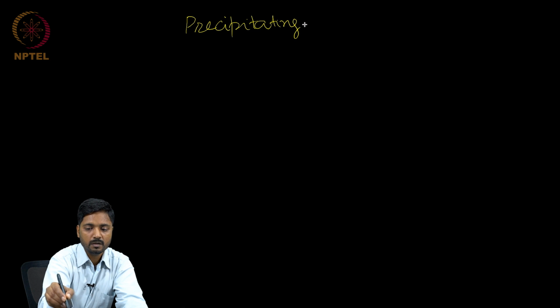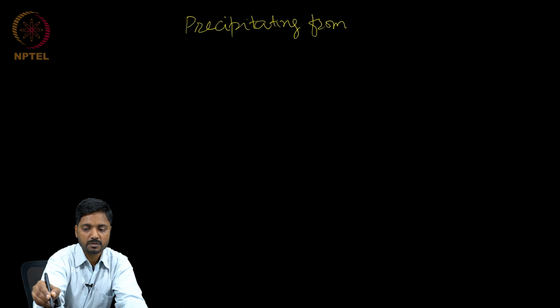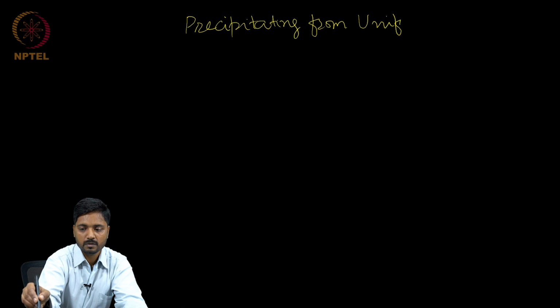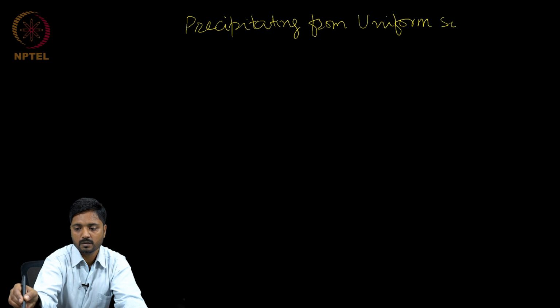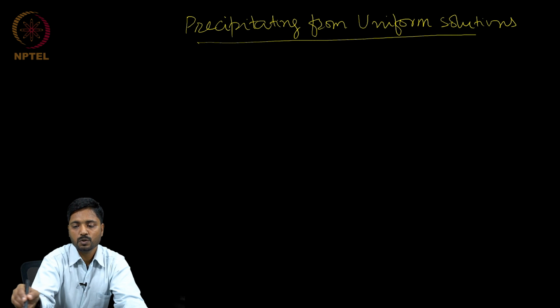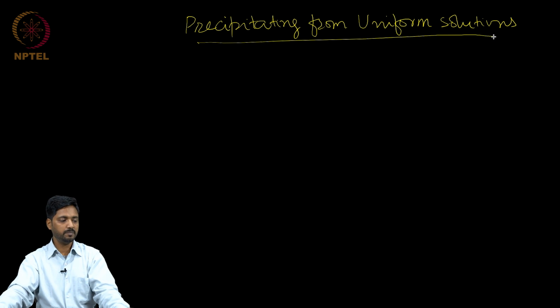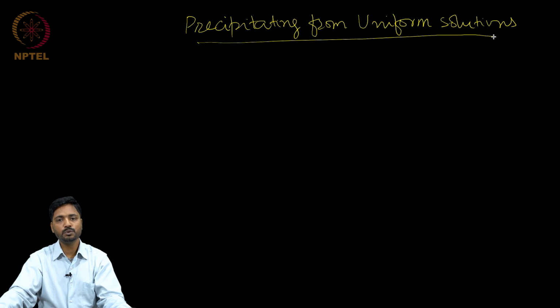Now, one way through which researchers have found it to do this practically is by precipitating from uniform solutions. So, again the concept here is the same, that we need to keep the relative supersaturation values low, and we will generate the precipitating agent either in situ or in a slow manner.